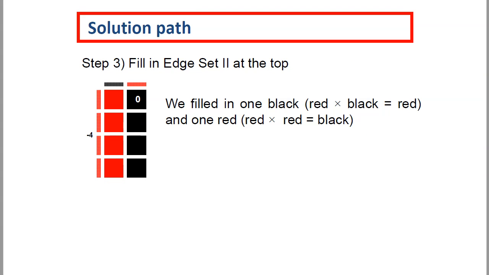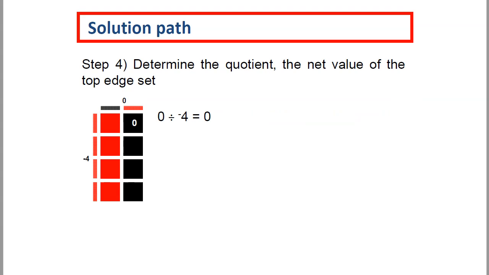Now we fill in edge set 2 at the top. We fill in 1 black edge piece and 1 red edge piece. Remember, red times black is red, and red times red is black. Now we determine the quotient, the net value of the top edge set. We have 1 black and 1 red edge piece, so this is 0.